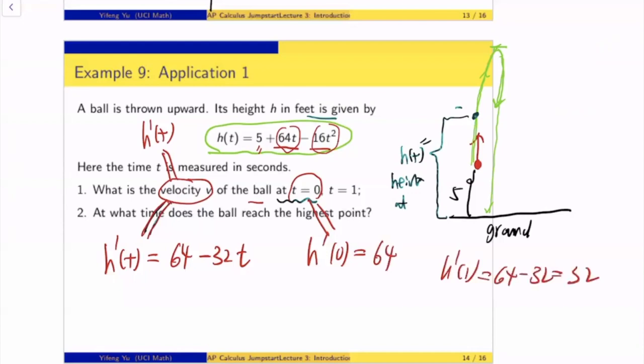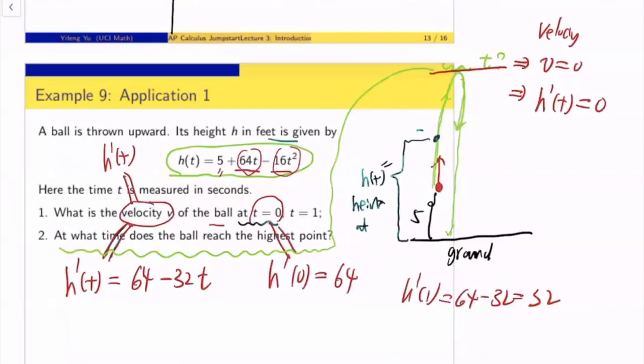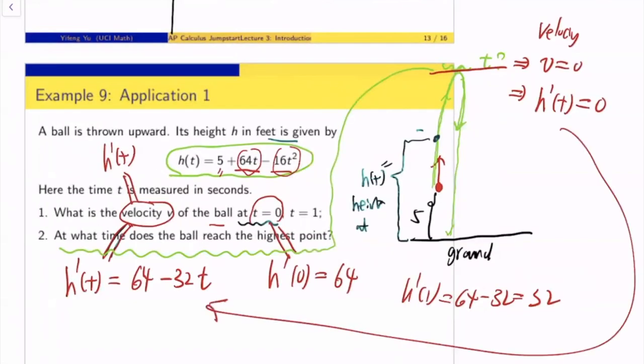Now let's look at question two: at what time does the ball reach the highest place? So it's right here, right? What is the time here? When it reaches the highest point, this just means the velocity is zero, right? Velocity is zero. So that means at this point, we have the derivative equals zero for this highest point, okay?